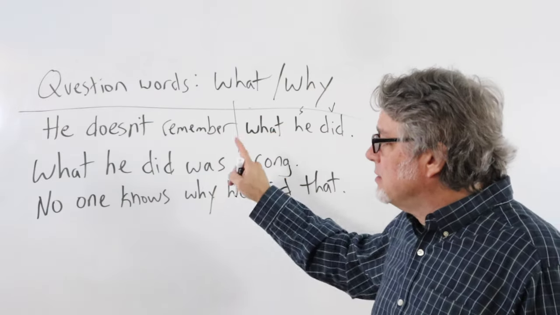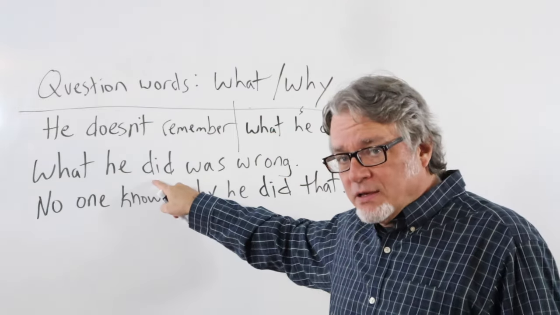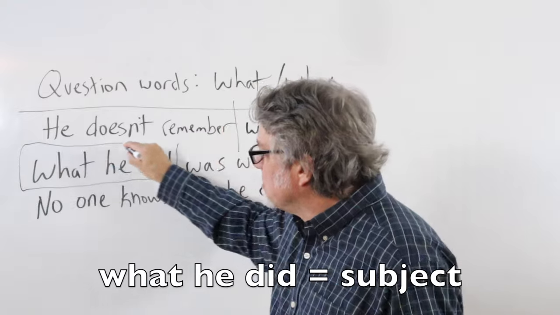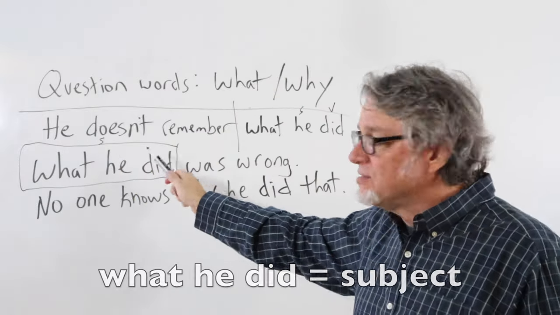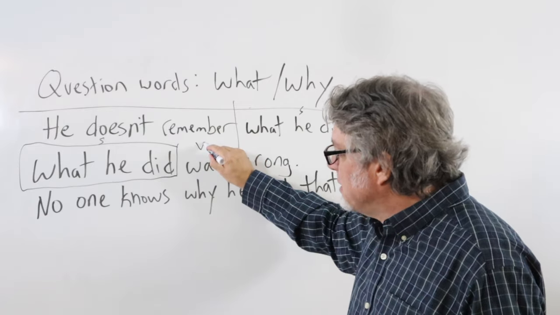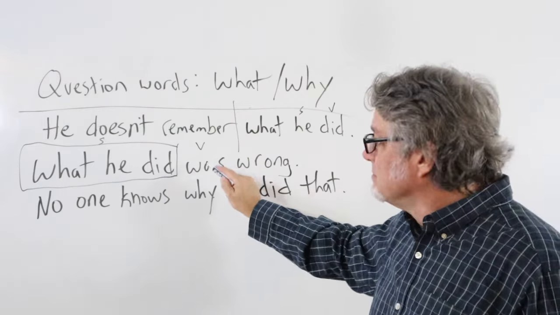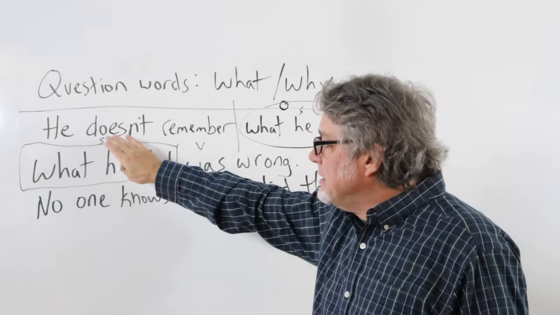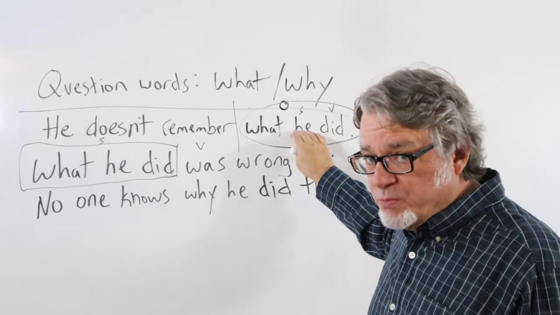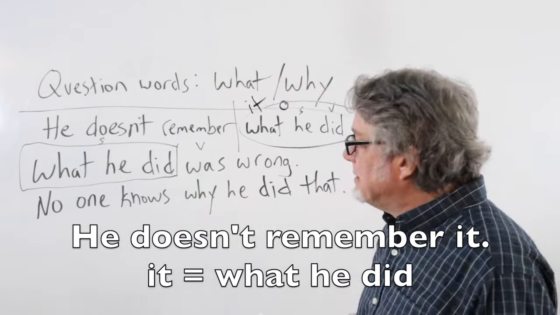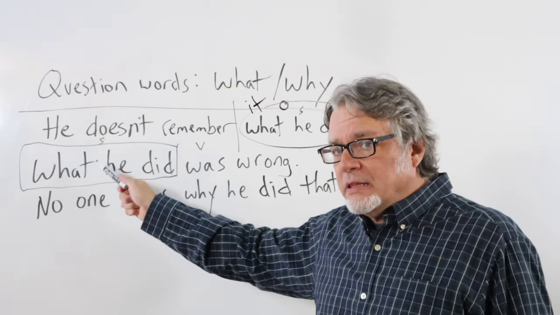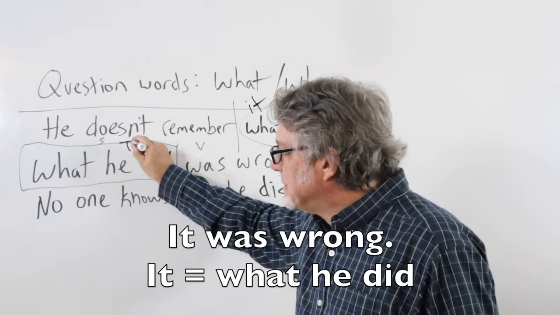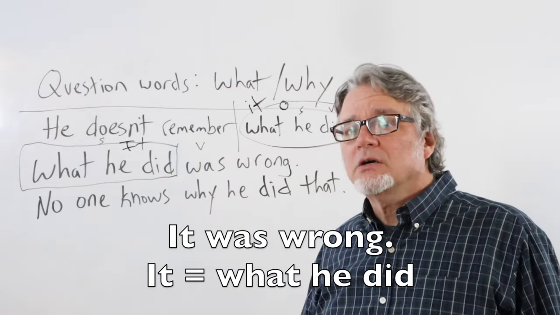You could also put the noun clause at the beginning of the statement. What he did. All of this functions as the subject for the sentence. This is the subject and this is the verb. This is singular and this is singular. In this first sentence, this is functioning as the object. He doesn't remember what he did, or you could replace this with the pronoun it. He doesn't remember it. Here the noun clause begins the sentence. What he did was wrong. It was wrong. What he did was wrong.